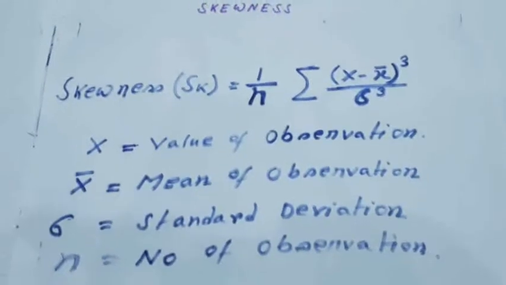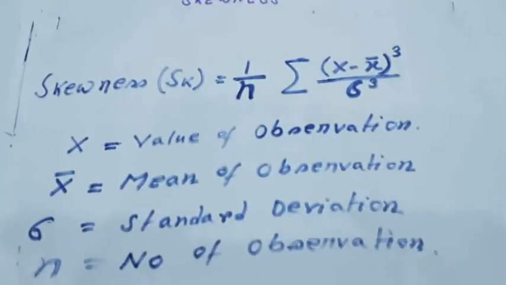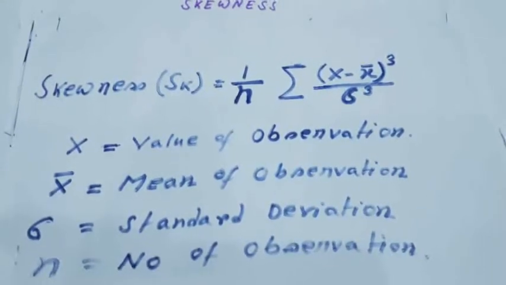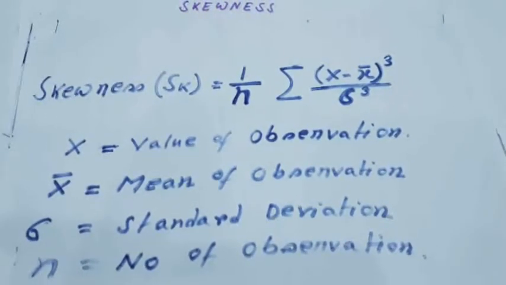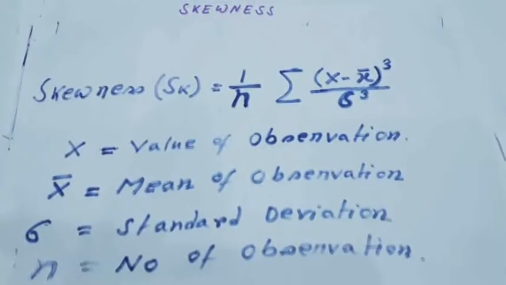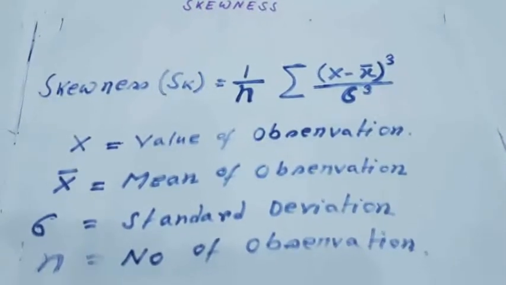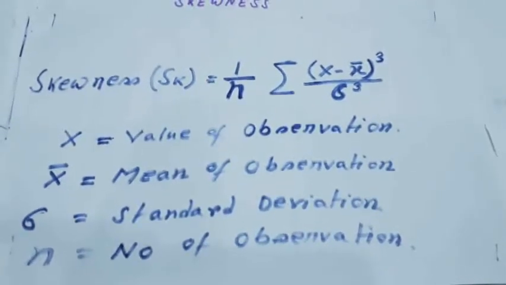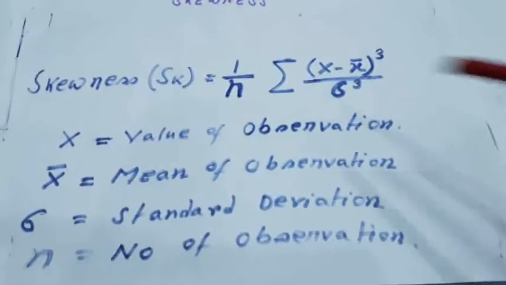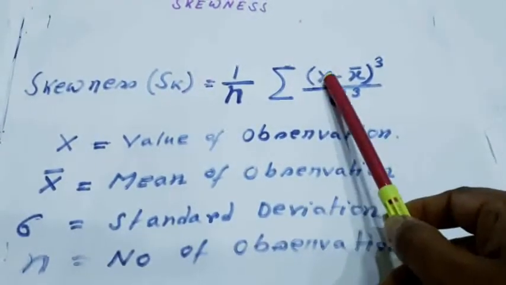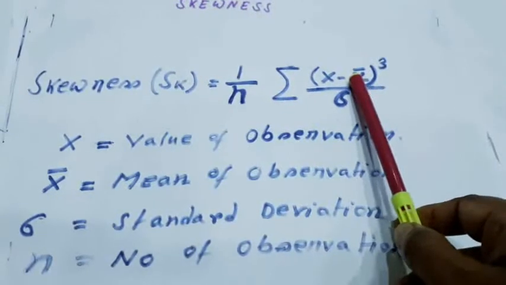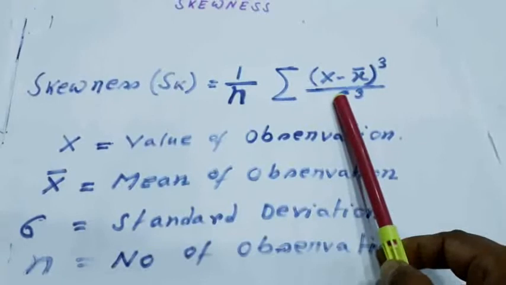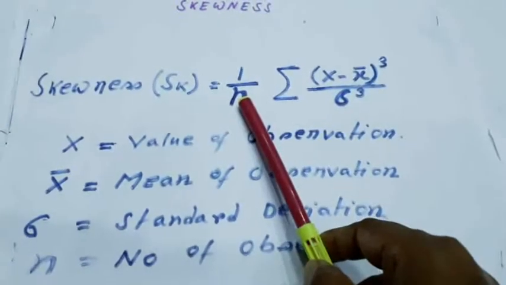What the formula shows? The skewness, which is denoted by Sk, equals to 1 by n summation (x minus x bar) whole cube divided by sigma cube, where x is the value of the observation, x bar is the mean of the observation, and sigma is the standard deviation of the observation, and n is the number of observation.